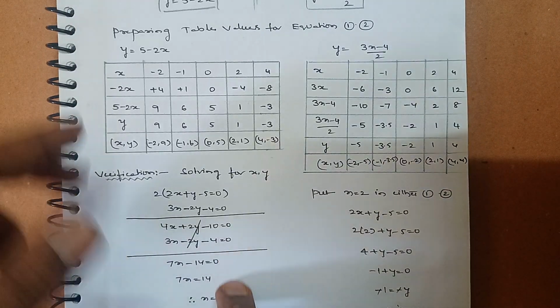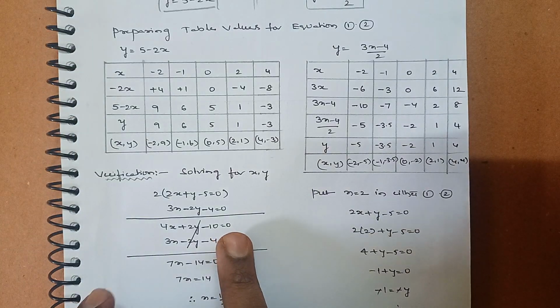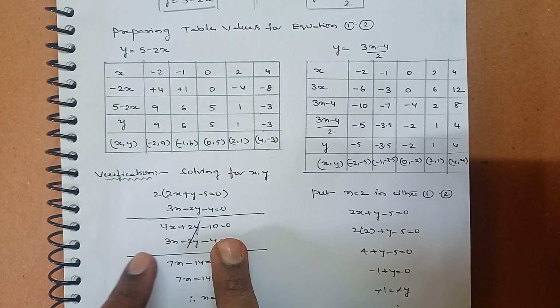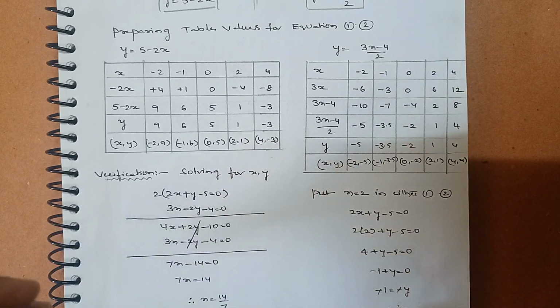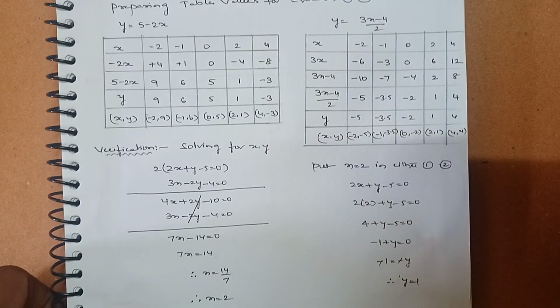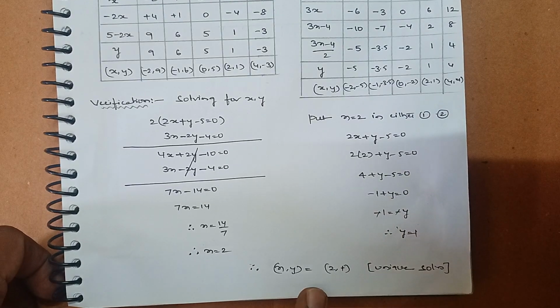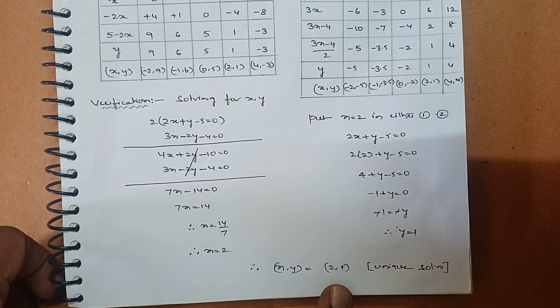Okay, so what are the given lines? 2x plus y minus 5 equal to 0, 3x minus 2y minus 4 equal to 0. So solve in any format, either elimination or substitution method. We have not discussed those yet, but as of now you solve in any one of the methods. Solve for x and y. We got x comma y equal to 2 comma 1.